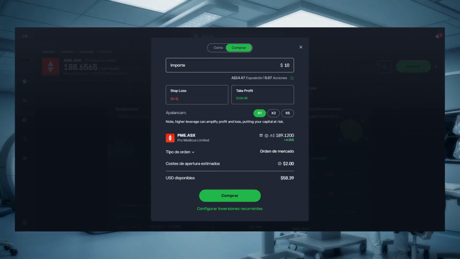To invest, click Buy. Choose the amount you want to invest, review the order details, and confirm the trade. If the market is closed, the order may be queued as a market or limit order depending on your choice. If you don't have enough funds, the platform will prompt you to add money before the order can be finalized.